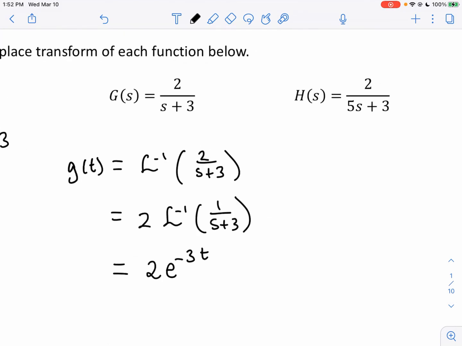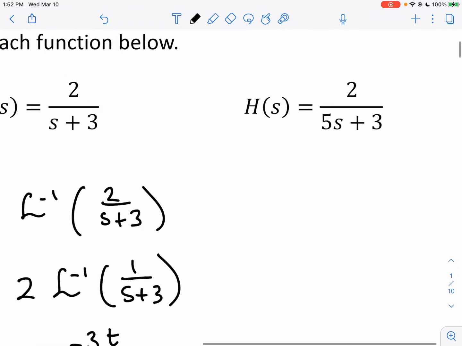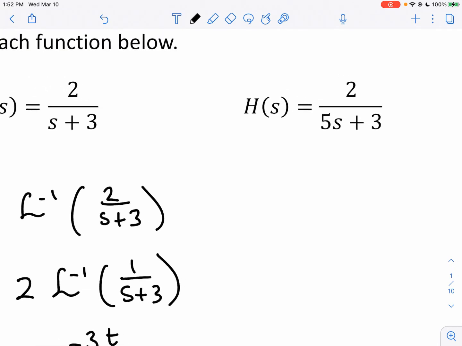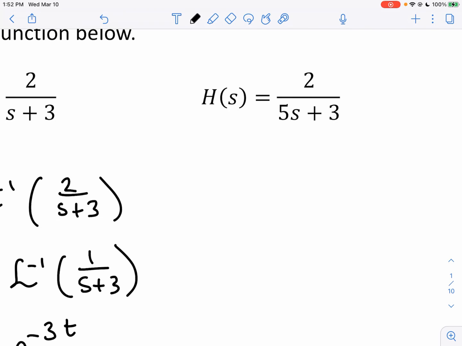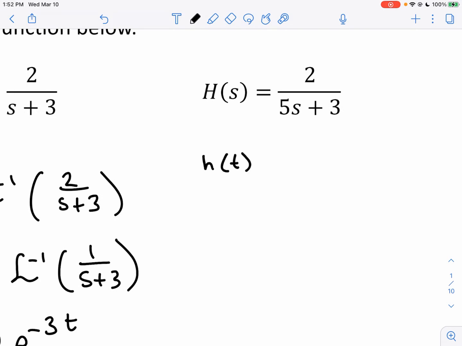Now in this case here, h of s is 2 over 5s plus 3. So this one's similar to the one before, except now there's a coefficient 5. What you're going to want to do is factor that coefficient 5 to the front, and you can even factor the 2 with it. First I'm just adjusting capital H of s, not finding little h yet. If we pull a 2/5 out to the side, then we have a 1 over, and this becomes s plus 3/5. Don't forget to factor the 5 out of the 3 as well.